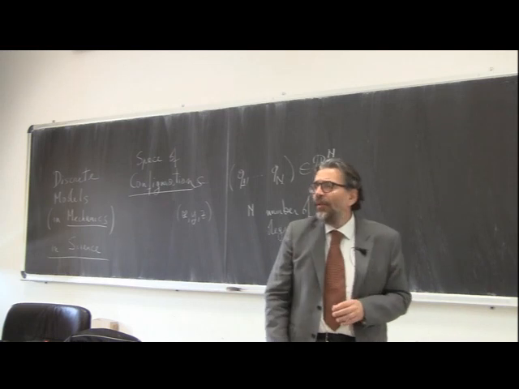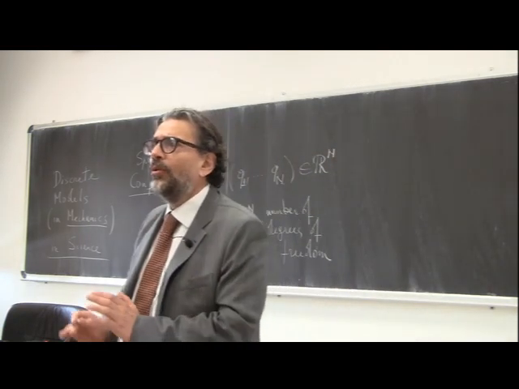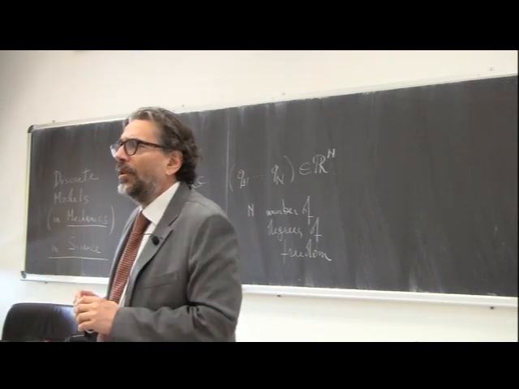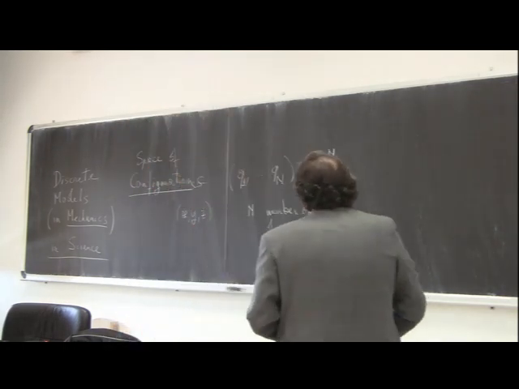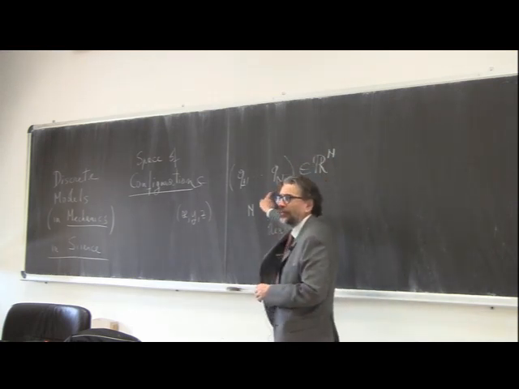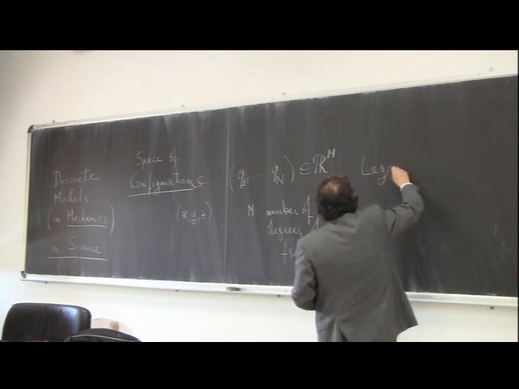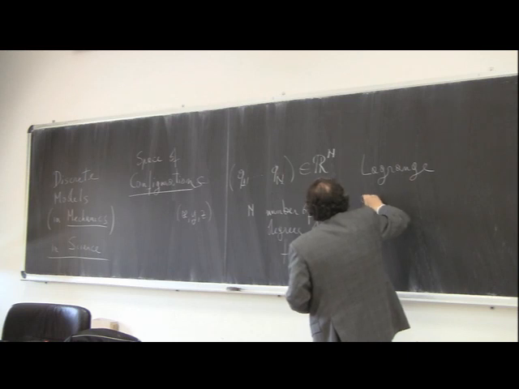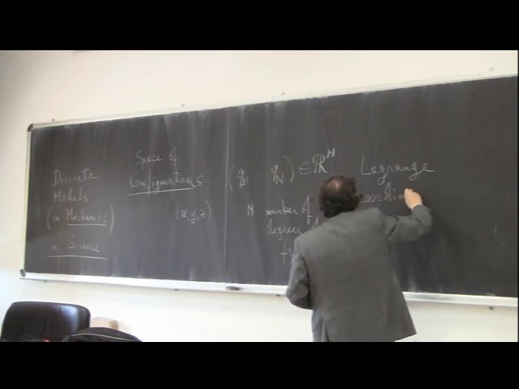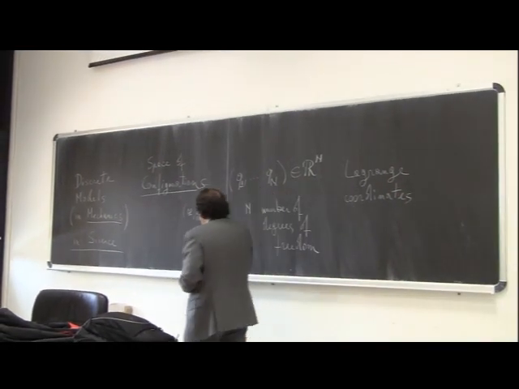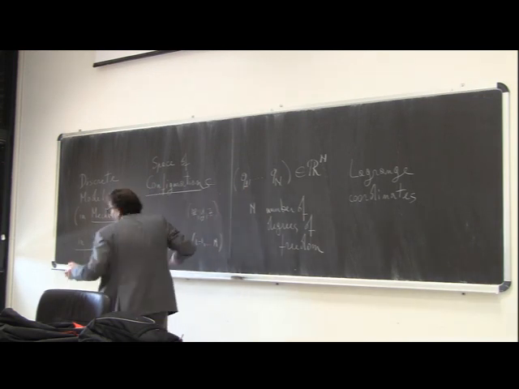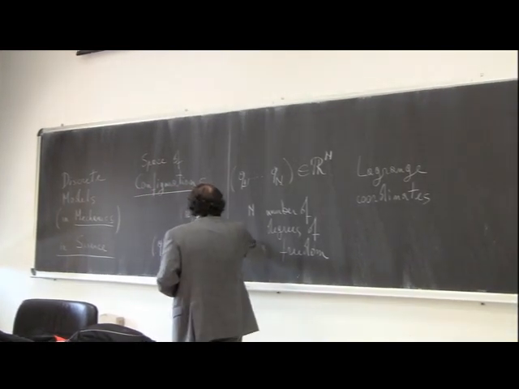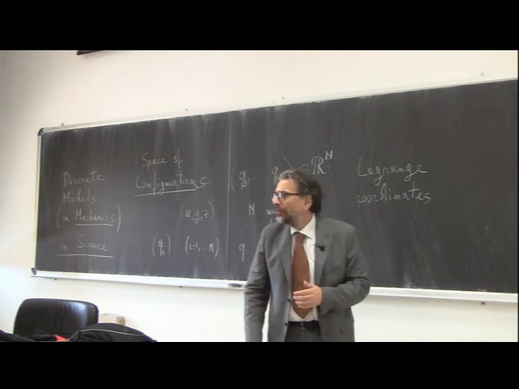The number of degrees of freedom is exactly the number of parameters which you need to introduce for describing your mechanical system, or your physical system, with this space of configuration. These q's are called Lagrange parameters or coordinates. Now, I will be soon bored and I will write q_i, i between 1 and n, for writing this, or I will be so bored that I will write q, meaning all of them. Okay?